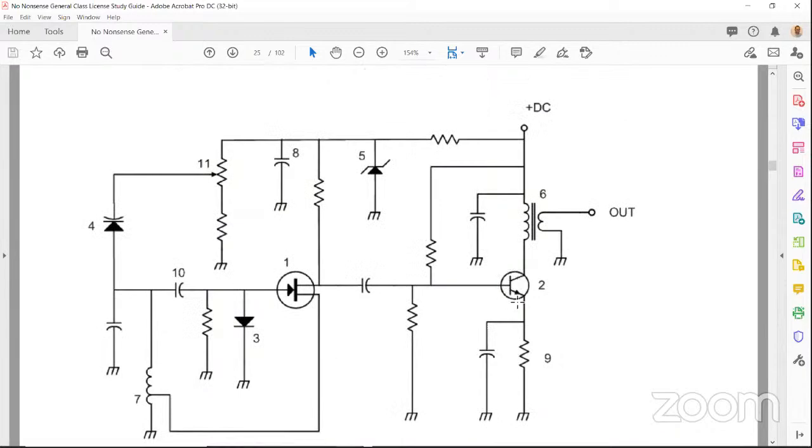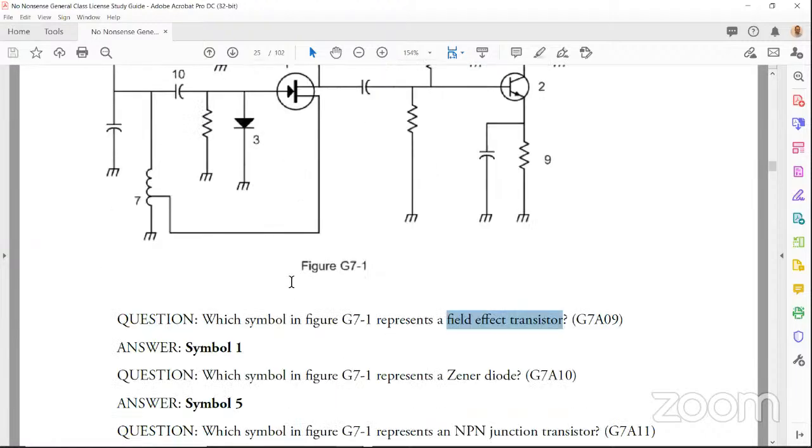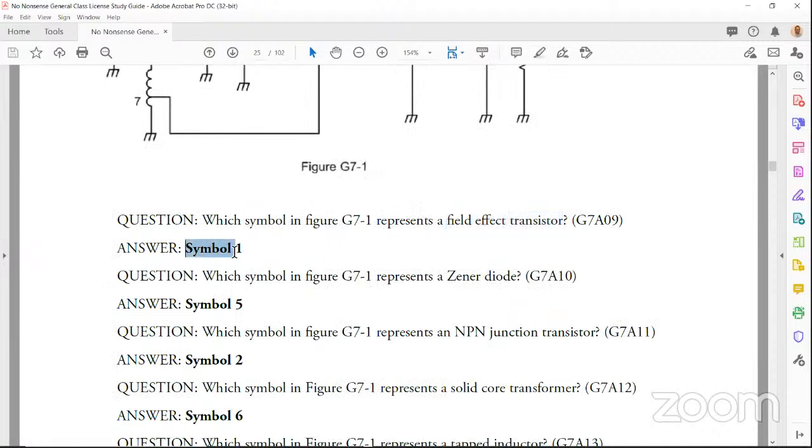Is it this? No, it's not. This is a transistor. Is it this one? No, it's not. It's a Zener diode. Is this? No, this is a varactor diode. Ah, here we are. This looks like an FET, or field effect transistor. And we see the number next to the symbol is the number 1. So this is symbol 1, and that's the answer. Which symbol represents a field effect transistor? Symbol number 1. It's as straightforward as that.